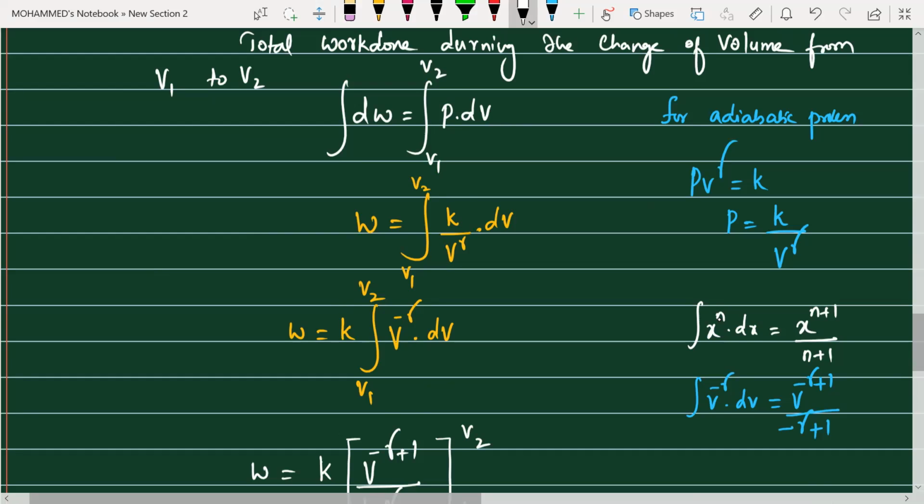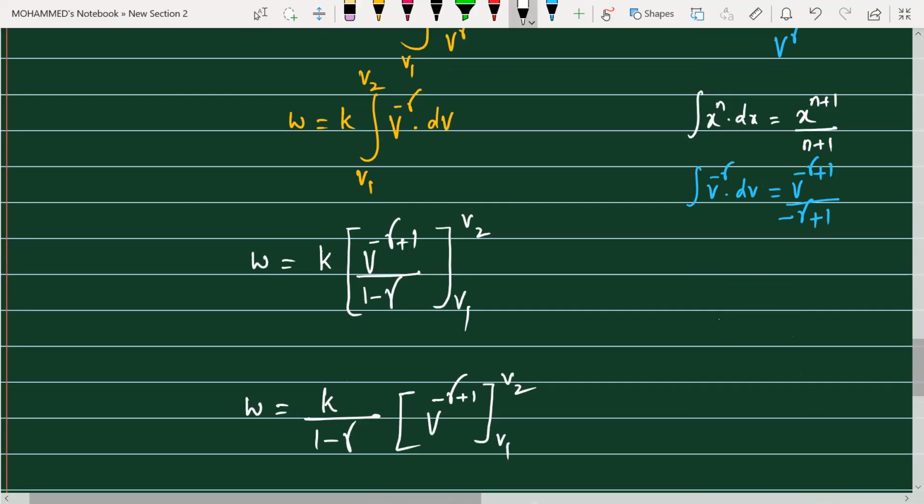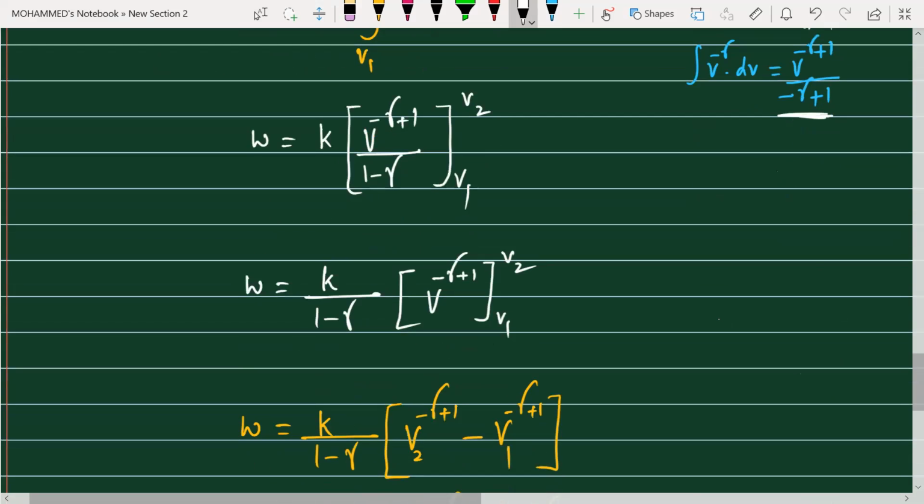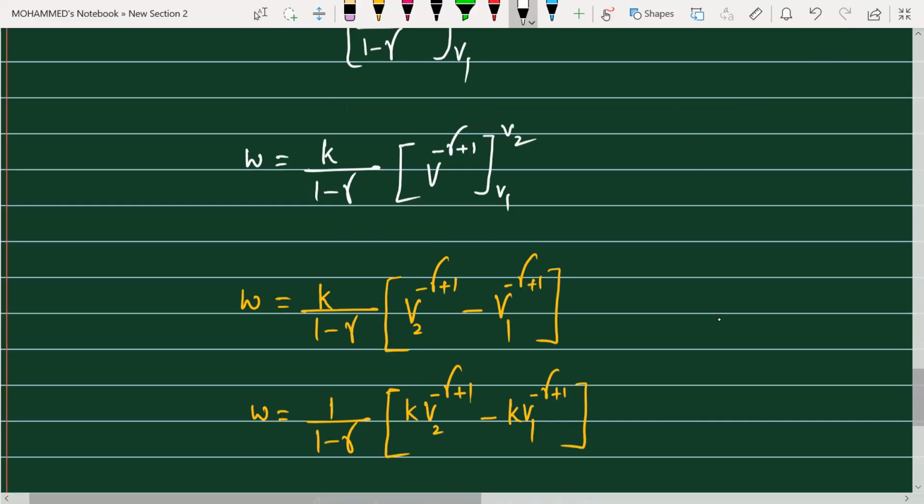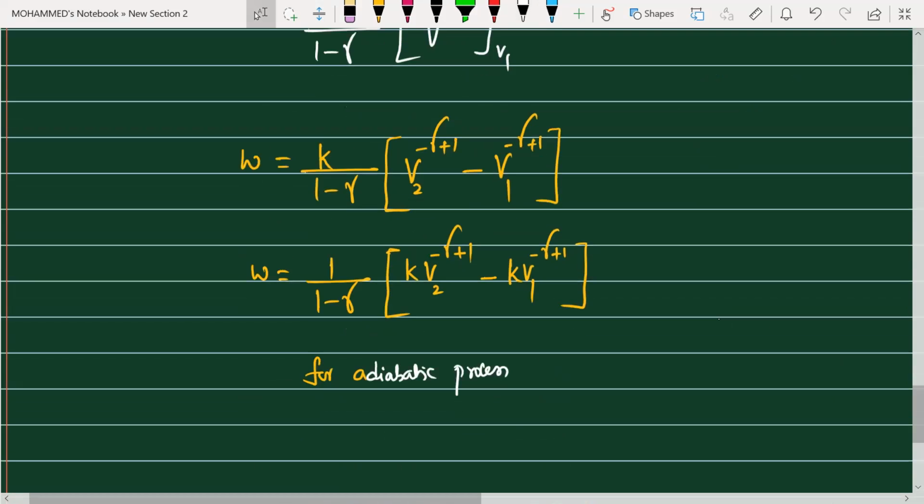Yes, sir. Now that value I'm substituting here directly. So it is K into V to the power of minus gamma plus 1 divided by 1 minus gamma, because I'm changing the minus sign here. That is the reason minus gamma plus 1 can be written as 1 minus gamma. So K is multiplied inside right now. So 1 minus gamma is out, and K I'm taking inside again. So it is K by 1 minus gamma. If I'm multiplying K inside, that is the relation I'm getting: W is equal to 1 by 1 minus gamma, K into V2 to the power of minus gamma plus 1 minus K into V1 to the power of minus gamma plus 1.